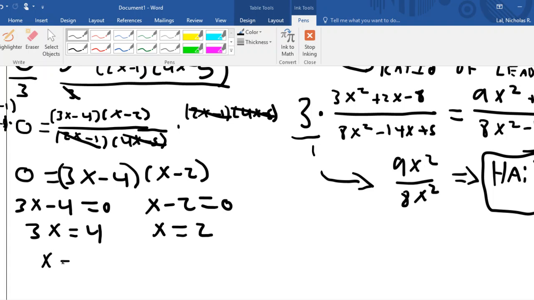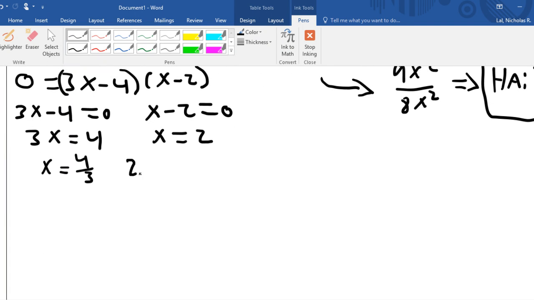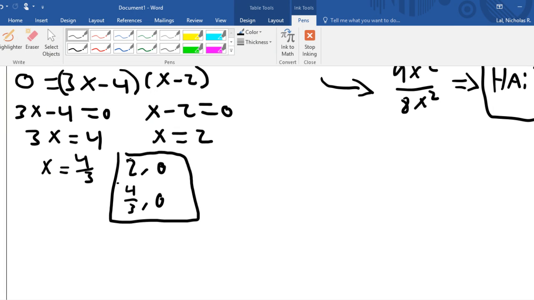Excellent. x is equal to 4/3, and x is equal to 2. So those are our solutions. So our x-intercepts are (2, 0) and (4/3, 0). These are our solutions for our x-intercepts.